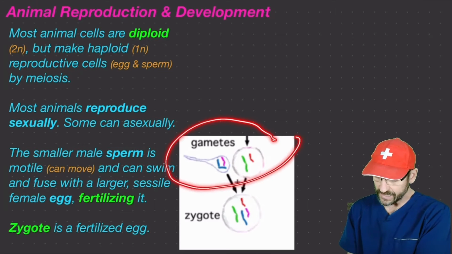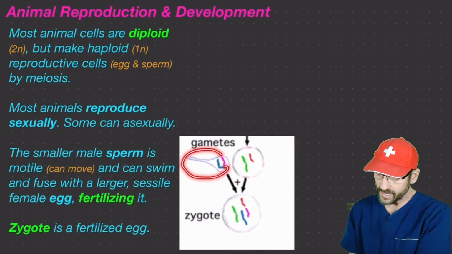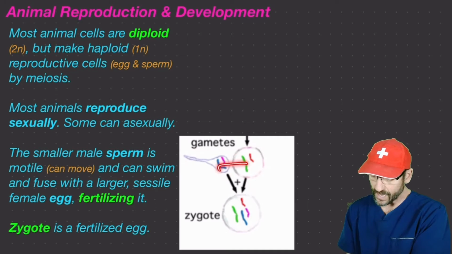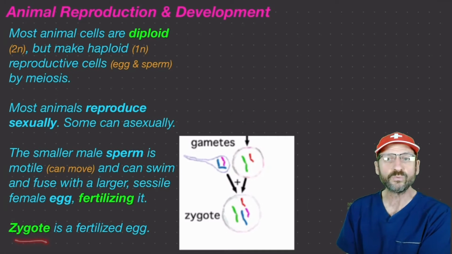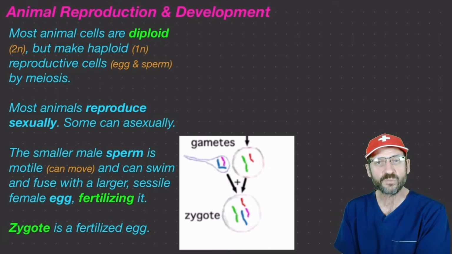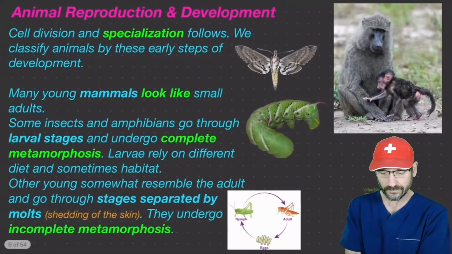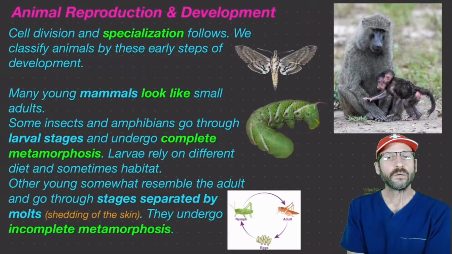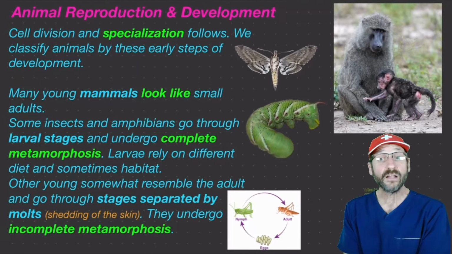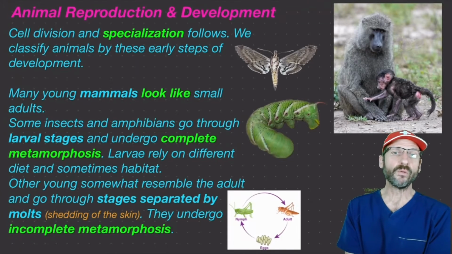We see the gametes, the sperm here, and then the egg. When they fertilize, they create a zygote, which is the fertilized egg. We can see that right here. A zygote is back to being a diploid organism. Cell division and specialization follow next.